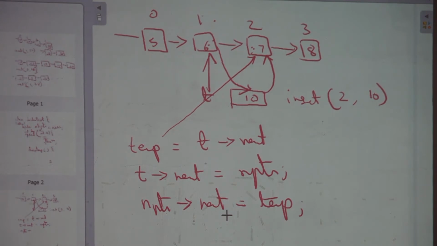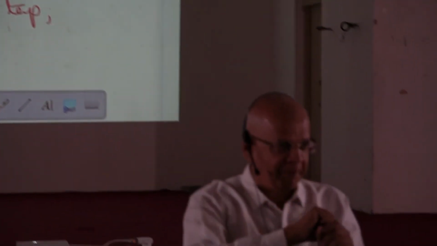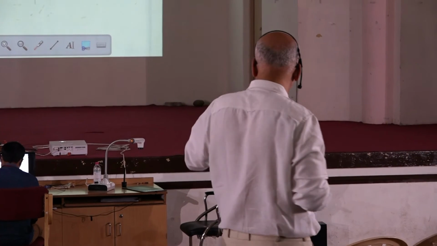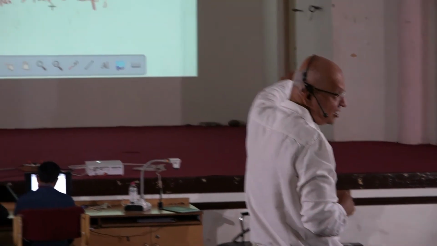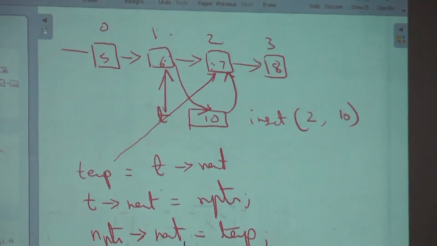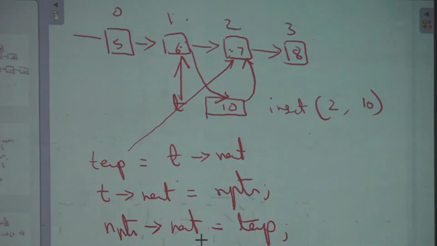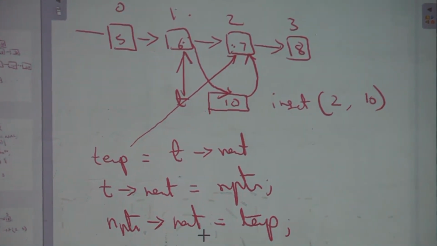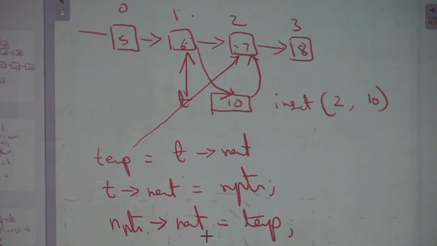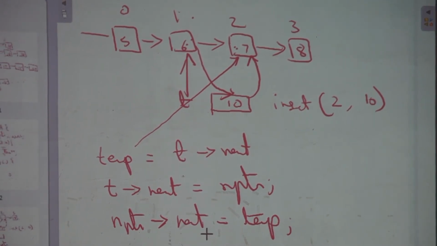I have to first preserve my next, because that next guy whom I am pointing to, the old 2, I have to preserve. So that is what I am doing by saying temp is equal to T's next. Preserve means keep it somewhere. Otherwise T's next will be wiped out if I don't do that. And if T's next is wiped out, I lose the next guy. I have to get that next guy. So temp is equal to T's next. I got him.